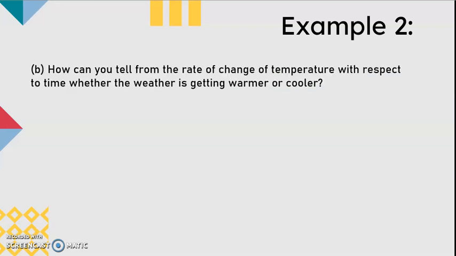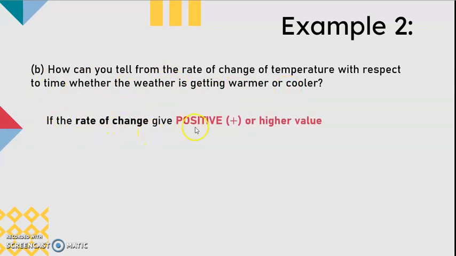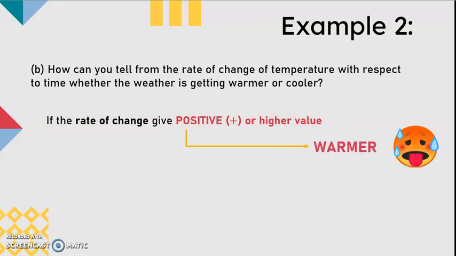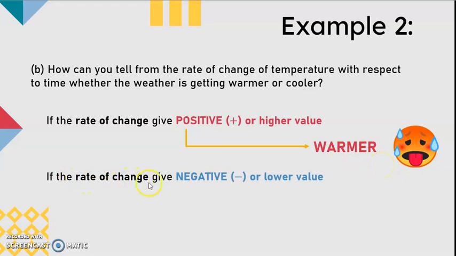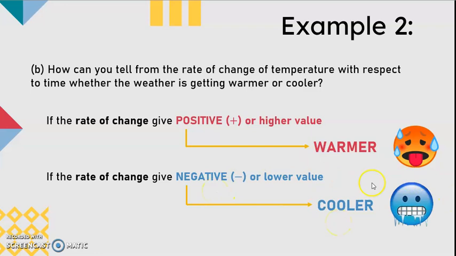Okay. So, B. How can you tell from the rate of change of temperature with respect to time whether the weather is getting warmer or cooler? If the rate of change gives a positive or higher value, meaning more than 0, it is getting warmer. If the rate of change gives a negative or lower value, it's getting cooler. Okay, you can also refer to the graph itself.